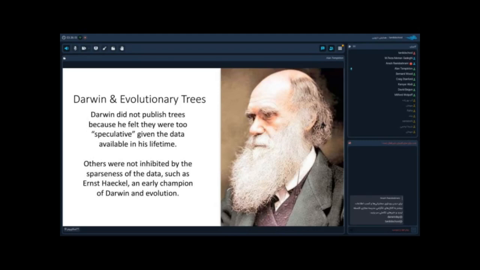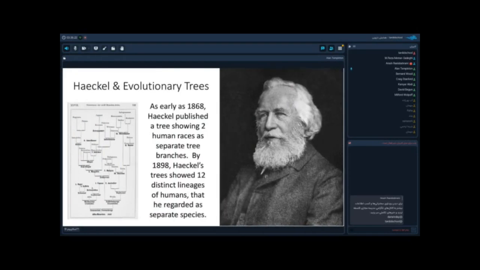They were all speculative, in his words. But others were not inhibited by the sparseness of the data. And Milford, in fact, emphasized Ernst Haeckel, who was an early champion of Darwin and evolution. And he had no problem in publishing lots of trees. In fact, by 1868, even before The Descent of Man, he published a tree showing two human races as separate tree branches. And as time went on, he kept increasing the number of races in his trees. By 1898, which was where this diagram came from, Haeckel had 12 distinct lineages of humans that he regarded as separate species.